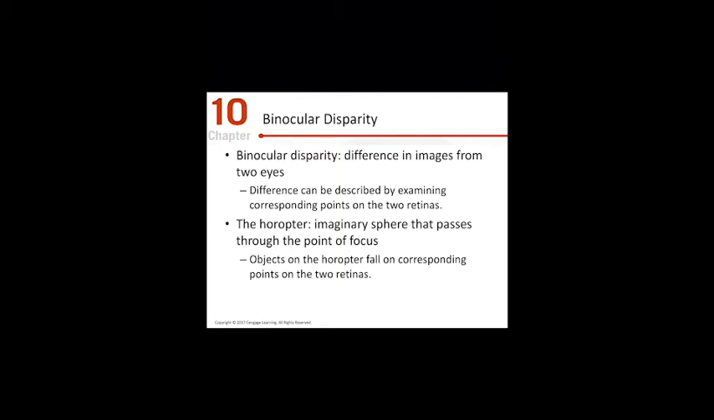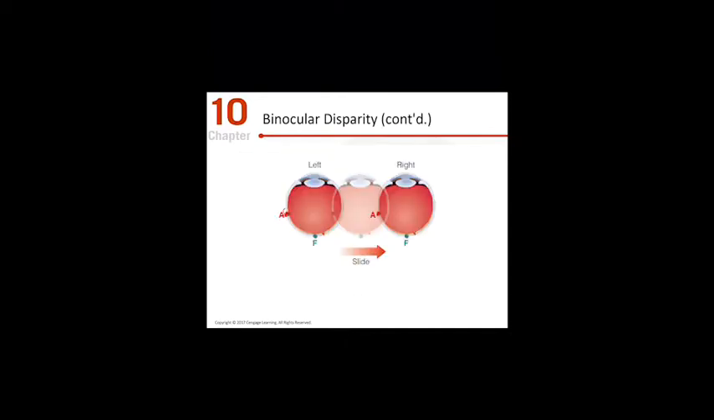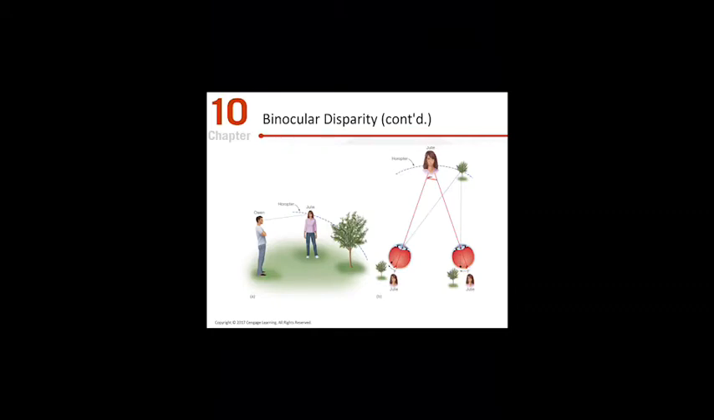Now the horopter, this is this imaginary sphere that passes through our point of focus, where anything that's on the horopter is going to fall on corresponding points on the retina. So here, if you look at this blue dashed line, Julie falls on the horopter. The tree falls on the horopter and Julie falls on the horopter. And so that is our focal point. Julie is our focal point, and this is what we're looking at. We can also make the tree our focal point, but this is what's falling on our horopter. This is that imaginary sphere that passes through our point of focus.